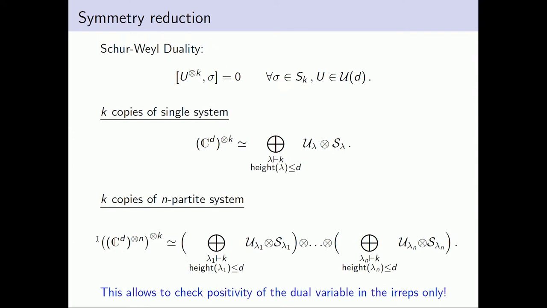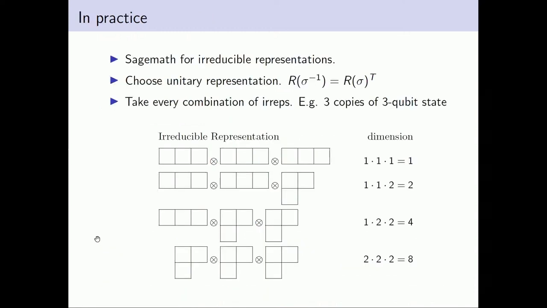Now, if you have K copies of the n-partite systems, it's essentially exactly the same. We simply take C^D tensor K, of course these two can be exchanged, so we have n times such an expression. Yeah? So we have n times a partition, lambda 1 to lambda n. And what this allows is to check positivity of the dual variable of our semidefinite program in the individual irreps only, and that makes the thing very small. So how does this work in practice?